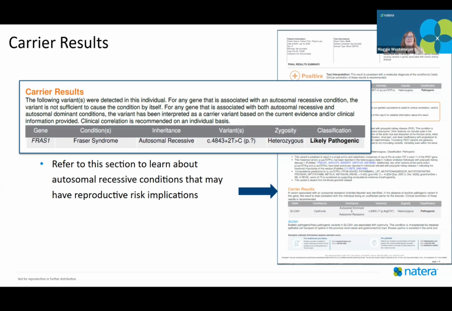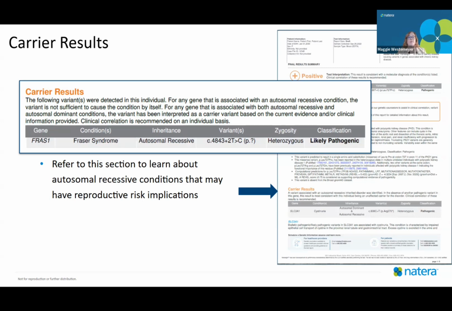My notes are reminding me that I said same condition, but we get this question a lot. People don't have to be carriers for the exact same variant in a gene as a couple to be at risk of passing it on. It's just the same gene. If one partner has a variant and the second partner has a different variant in that gene, they would have a 25% risk of having an affected child.